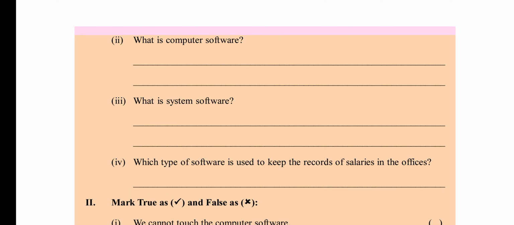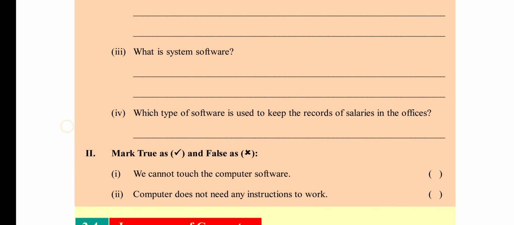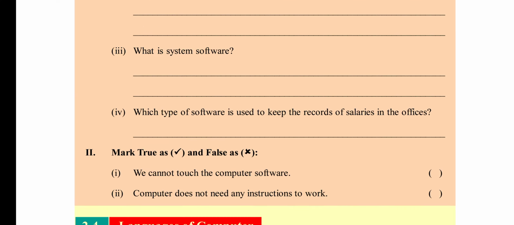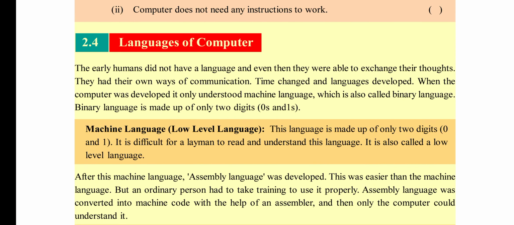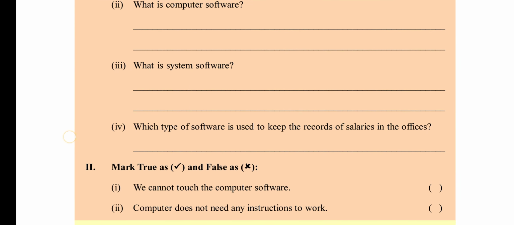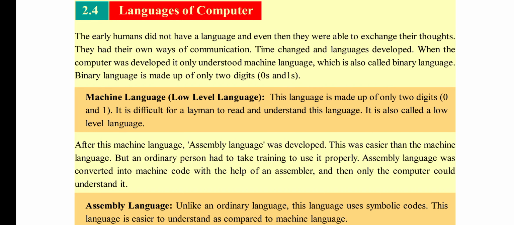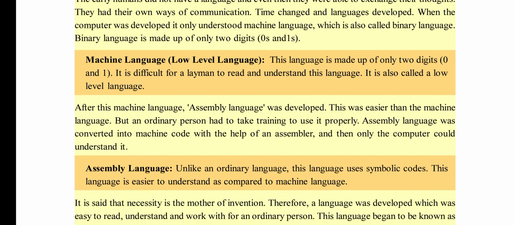2.4 Languages of computer. The early humans did not have a language, and even then they were able to exchange their thoughts. They had their own ways of communication. Time changed and languages developed. When the computer was developed, it only understood machine language, which is also called binary language. Binary language is made up of only 2 digits, zeros and ones. Machine language, low-level language. This language is made up of only 2 digits, 0 and 1.